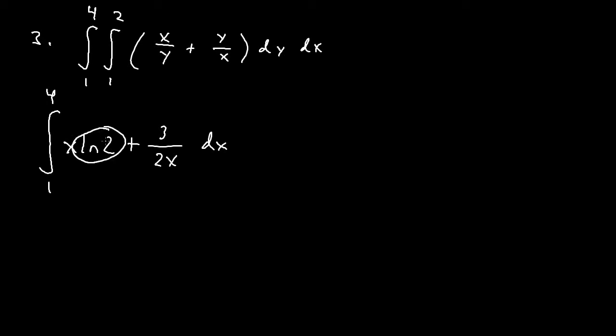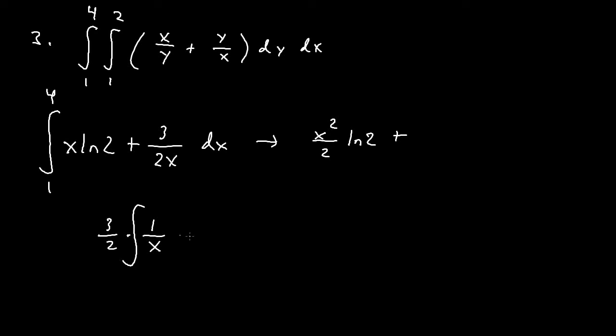So remember, natural log of 2 is basically a constant. So x times a constant, the integral is just going to be x squared over 2 times that constant, natural log of 2, and then plus the integral of 3 over 2x. Now 3 over 2x can also be written as 3 halves times 1 over x. Since 3 halves is a constant, we can take that outside the integral. So we have 3 halves times the integral of 1 over x. Now the integral of 1 over x is obviously just the natural log of the absolute value of x. So we can rewrite it as x squared over 2 ln 2 plus 3 halves ln absolute value of x.